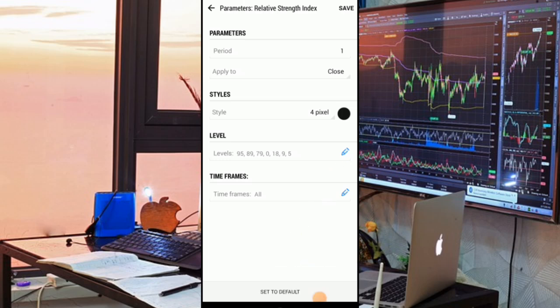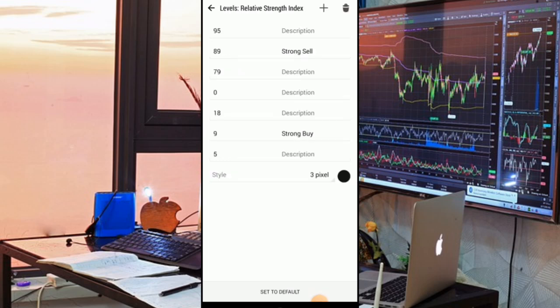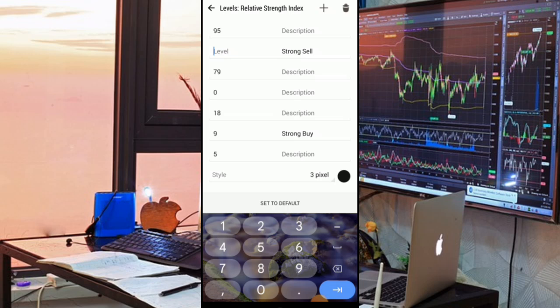So let's go to that pencil and then let's make this one 90, then let's make this one 80, and then let's make this one 20. Let's put this one as 10. This one should be 10. Then we've got 5 over there.